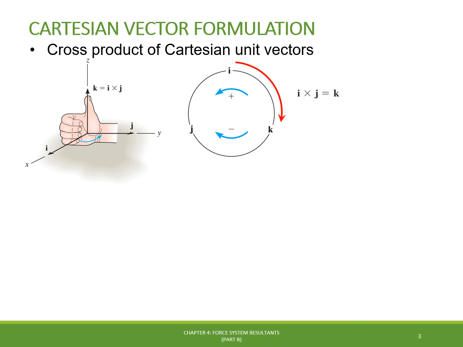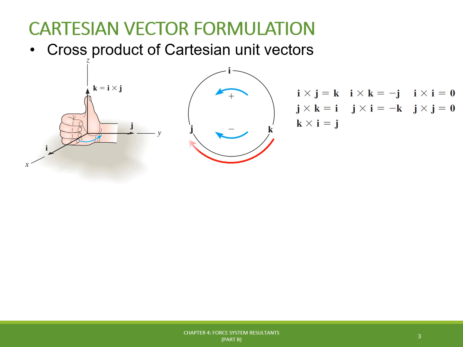We can do the same thing for i cross k, in which now the arrow rotates in the clockwise direction, and the result is minus j. For i cross i, we have no rotation, and then the cross product is 0. Going further for all other possible cross product combinations for the unit vectors, we build this table here, which will greatly facilitate the calculation of the cross product for any pair of Cartesian vectors.